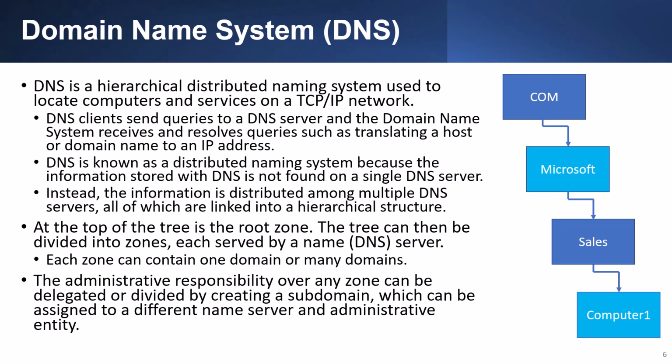DNS is known as a distributed naming system because the information stored with DNS is not found on any single DNS server. Instead, the information is distributed among multiple DNS servers, all of which are linked into a hierarchical structure. At the top of the tree is the root zone. The tree can then be divided into zones, each served by a named DNS server. Each zone can contain one domain or many domains. The administrative responsibility over any zone can be delegated or divided by creating a subdomain, which can be assigned to a different name server and administrative entity.